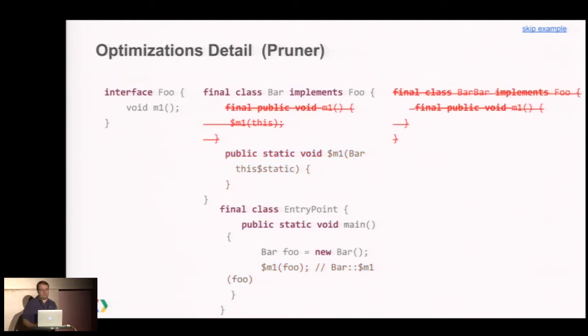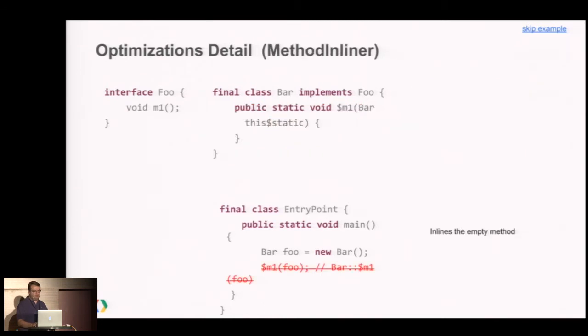Well, the pruner says no one's calling this m1. This $m1 here now points to this. So we delete it, since we don't reach this polymorphic method anymore. And there's no new method allocating this Bar class, so we just totally kill that one as well.